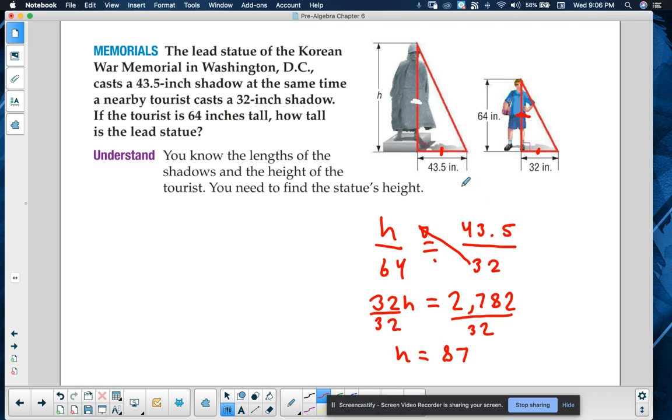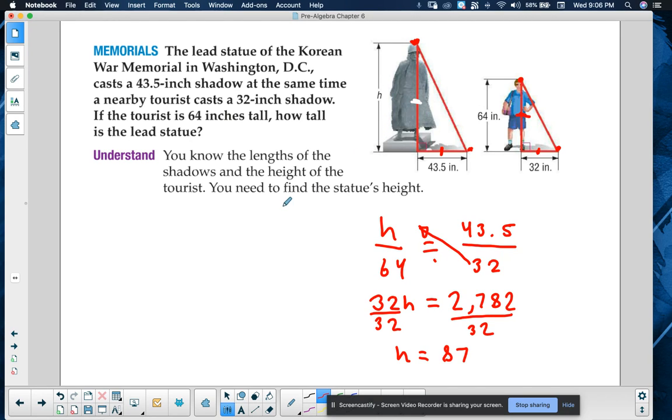All right, so through indirectly measuring, by taking the point of the shadow to the top of our statue and measuring the length of the shadow of the person to their top, then we know that h equals 87 feet.